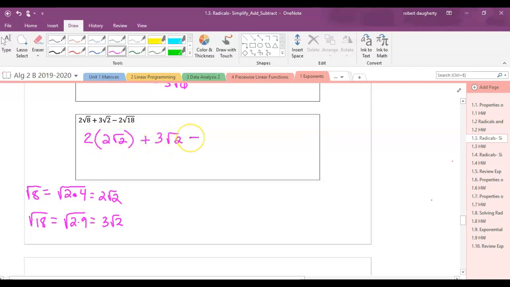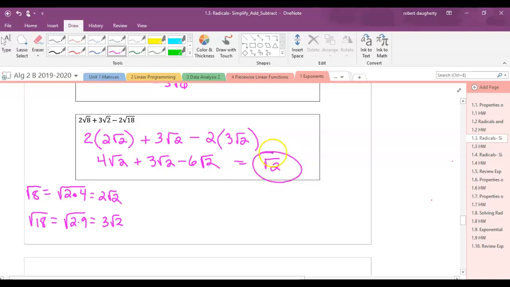So what I have here, I've got 2 times 2 square root of 2 plus 3 square root of 2 minus 2 times the square root of 18 is 3 square root of 2. So I had to do a lot of simplification to get it, but now I see every square root is a square root of 2. So this is going to be 4 square root of 2 plus 3 square root of 2 minus 6 square root of 2. So this is going to be 7 minus 6, which is 1 square root of 2. So that's your answer, the square root of 2.